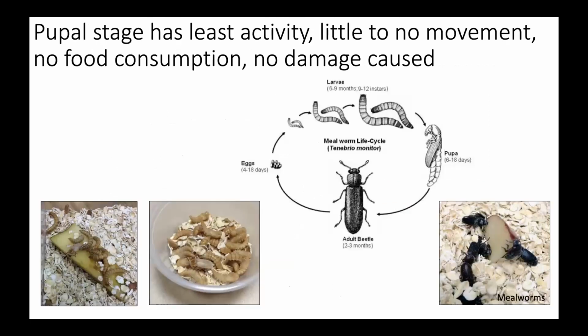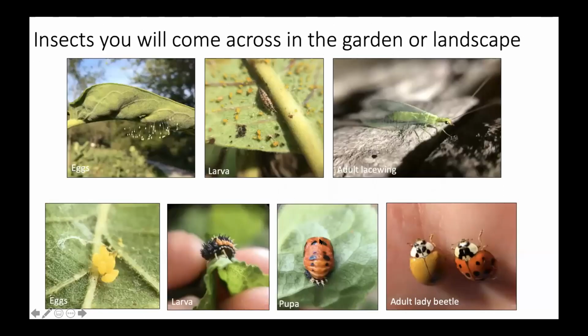Mealworm beetles also go through complete metamorphosis. And some stages of insects are not going to be really destructive. Most of these, if they're a problem, it's going to be the larval stage. But these ones are easy to watch and easy to keep.